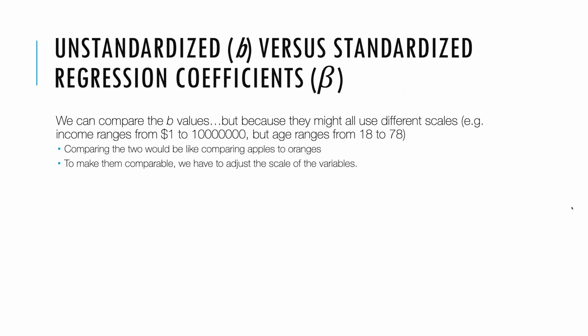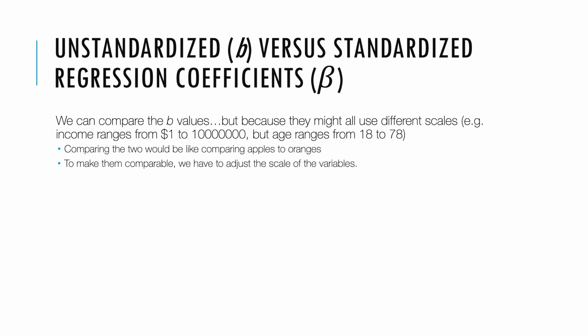We can compare the B values, but the problem is the B values for each of these variables can be measured differently. For instance, one of the variables might be income, and it ranges from $1 to $1 million. But we have another variable called age, and it ranges from 18 to 78. Right? These are 2 different kinds of scales. So when we calculate B coefficients, they're going to be relevant for their own variables. They're not standardized across all these variables. So comparing the 2 would be like comparing apples to oranges.